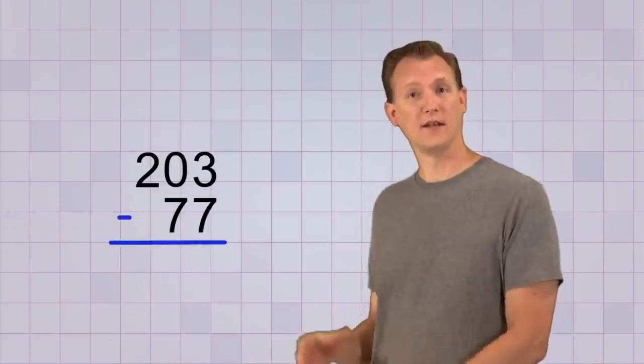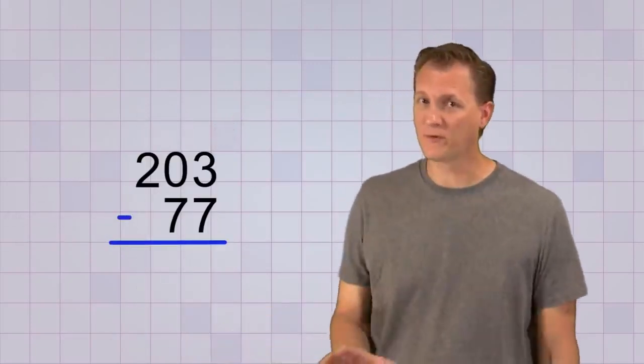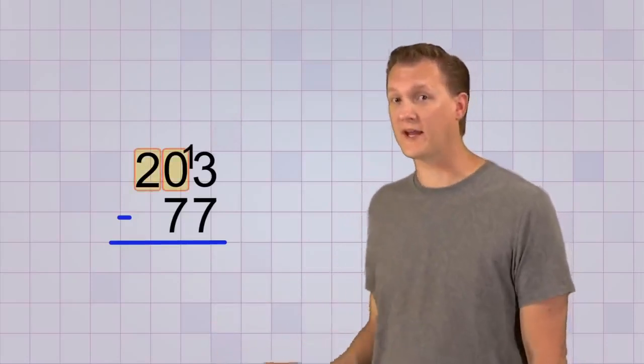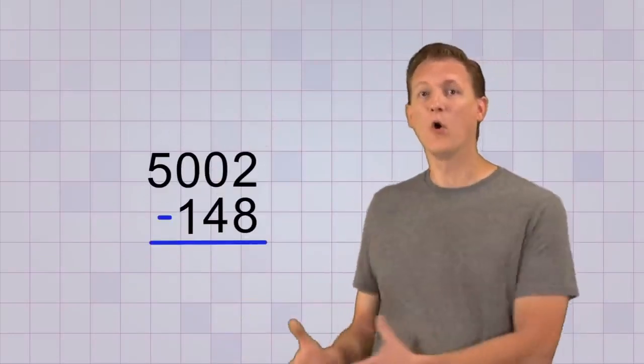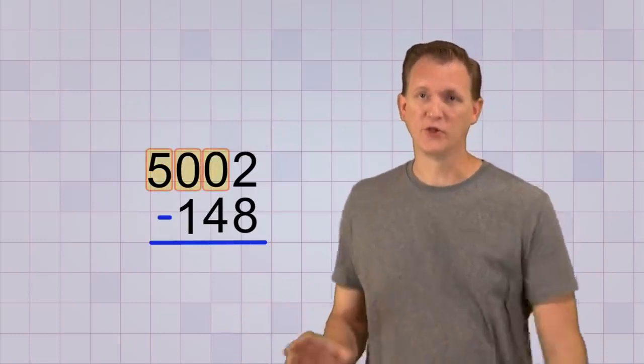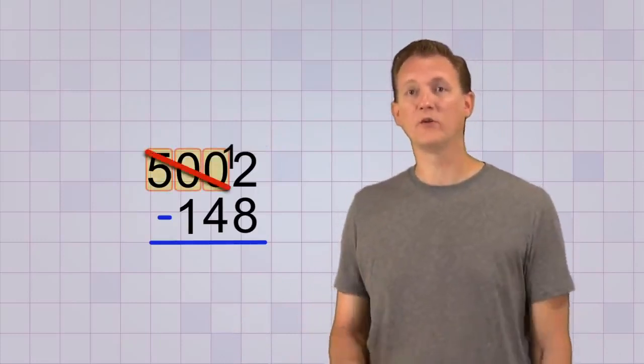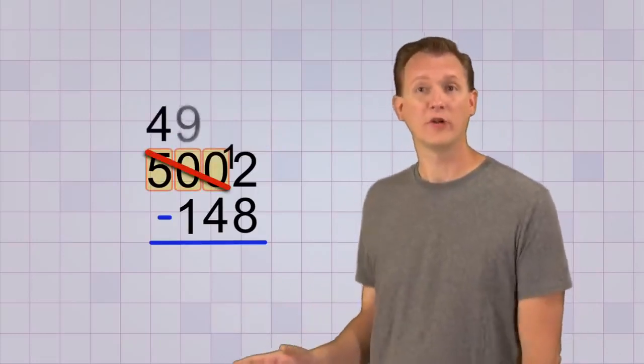Or in this case, if the 3 needs to borrow, don't borrow from the 0, borrow from the 20, and there'll be 19 left over. Or, what if there's 2 zeros in a row like this problem? Well, if the 2 needs to borrow, then borrow from the whole 500 next door. The 2 will become 12, and the 500 will drop by 1 to become 499. Get the idea? You can do that no matter how many zeros are in a row. Just keep including the next digit to the left until you get a number you can really borrow from.